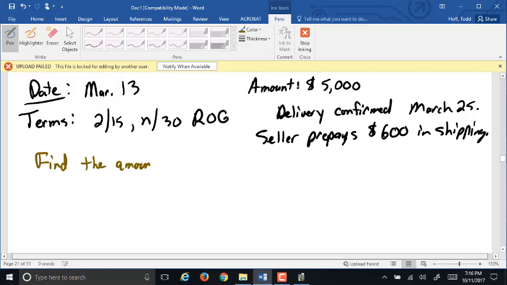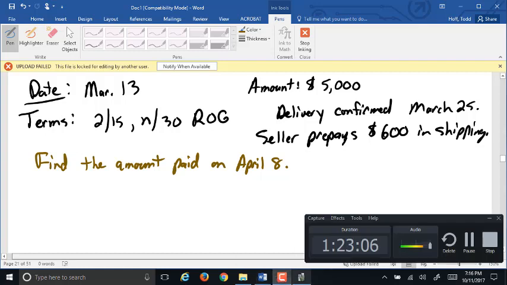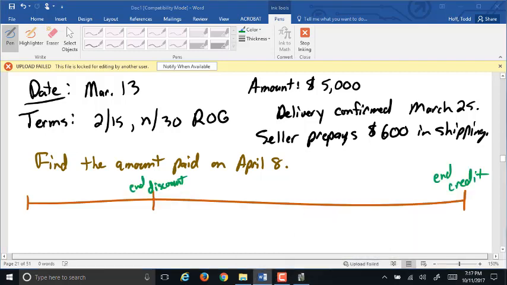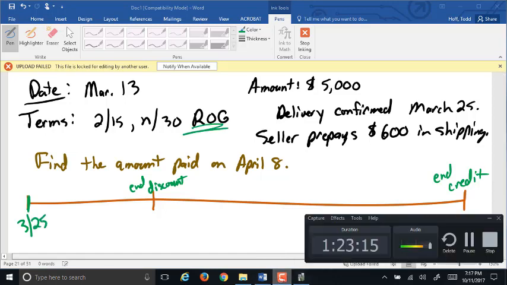Find the amount paid on April 8th. I'll give you a couple minutes. I'll let you off the hook. What date should go here at the beginning? March 25th, the receipt of goods.